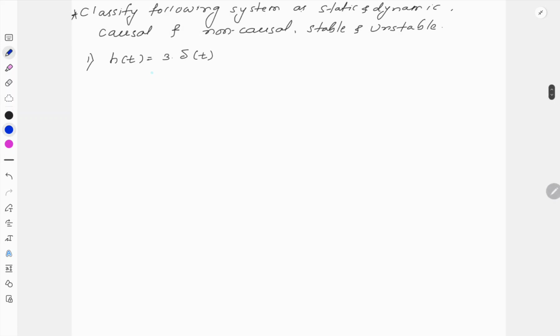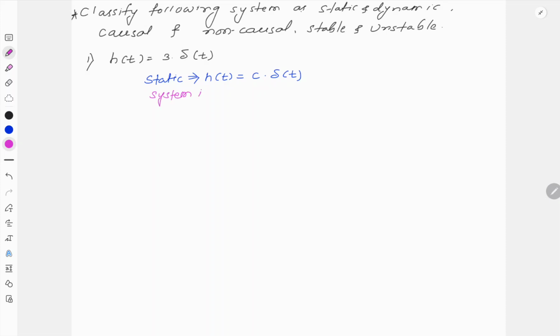So for the condition of a static system, we know that the impulse response h of t should be c into delta t. So if you compare the given impulse response, which is 3 into delta t, with this standard equation h of t equal to c into delta t, the impulse response given satisfies this criteria, hence the system is static.